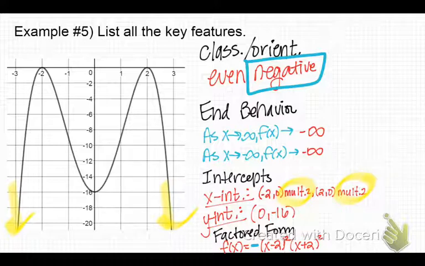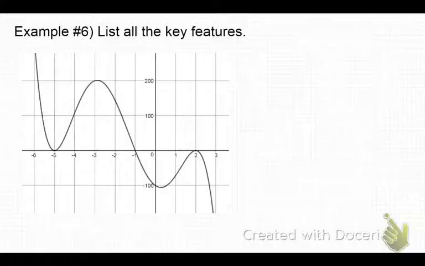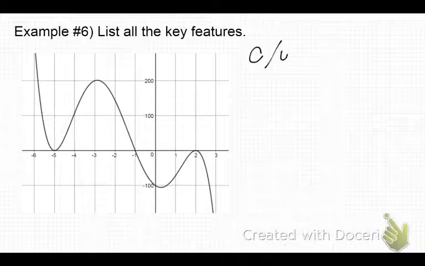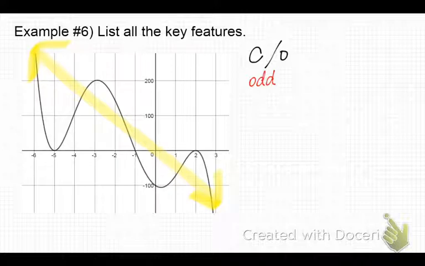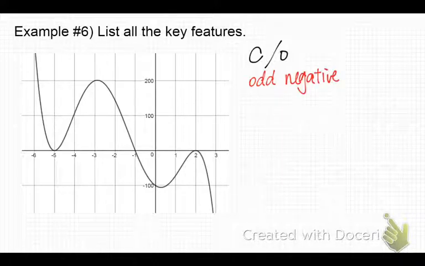Are you ready for our last one before I let you finish the rest? Okay. Last one is number 6. Okay, so my first key feature is classification and orientation. So what is this? Odd. And if I drew a line for a slope, what kind of slope is that? That is negative. Okay, what comes after classification and orientation? End behavior. Good. And what is the end behavior?